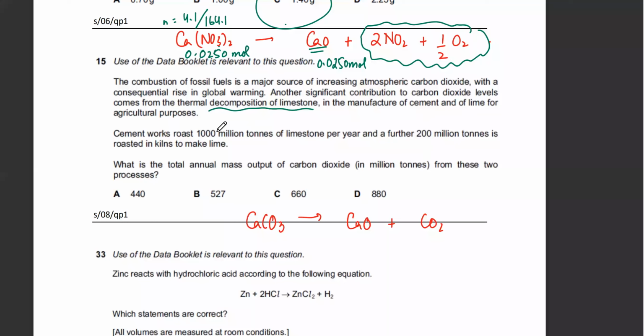Cement works roast 1,000 million tons of limestone, and a further 200 million tons is roasted in kilns. So what's the total amount? That's 1,200 million tons, I think. I mean, that's the mass.